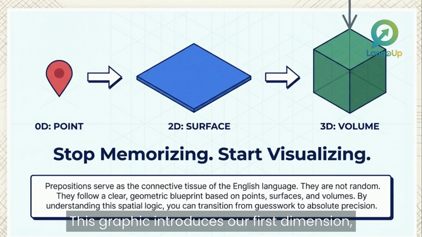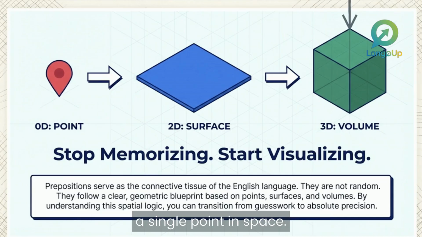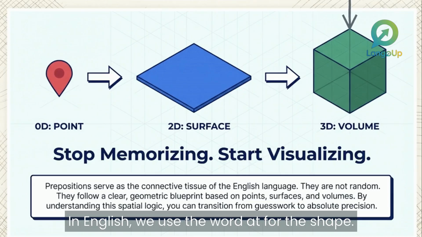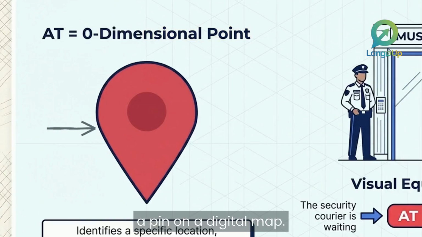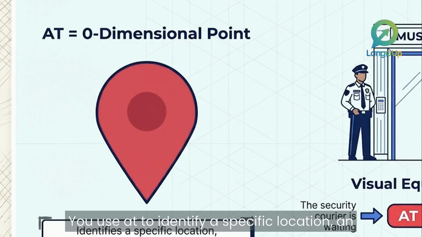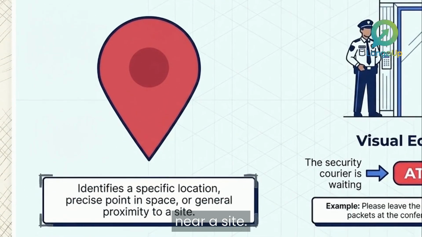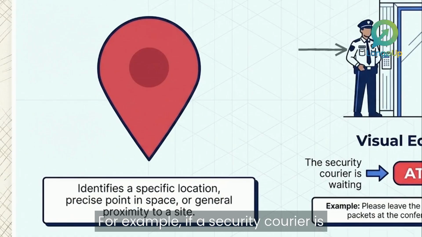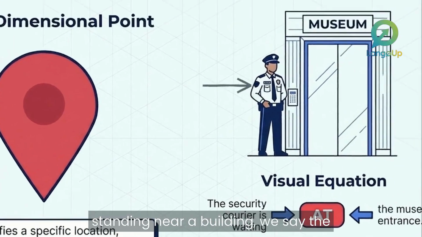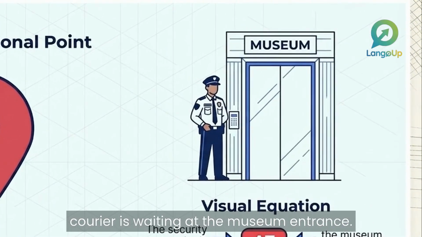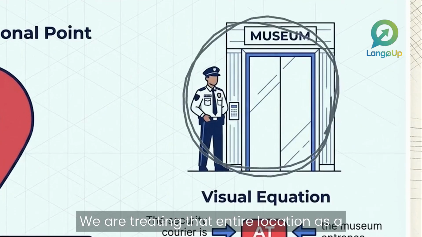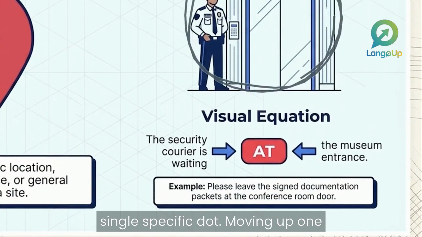This graphic introduces our first dimension, a single point in space. In English, we use the word at for the shape. Think of it like dropping a pin on a digital map. You use it to identify a specific location, an exact coordinate, or simply when you are near a site. For example, if a security courier is standing near a building, we say the courier is waiting at the museum entrance. We are treating that entire location as a single specific dot.